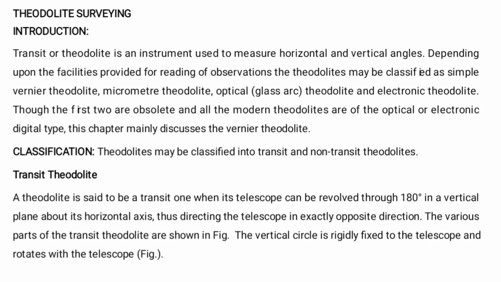Classification. Theodolites may be classified as transit theodolite and non-transit theodolite. First we go for the transit theodolite. A transit theodolite is one in which the telescope can be revolved through 180 degrees in a vertical plane about its horizontal axis, thus directing the telescope in exactly the opposite direction. The various parts of transit theodolites are shown in the figure in the next slide. The vertical circle is rigidly fixed to the telescope and rotates with the telescope.